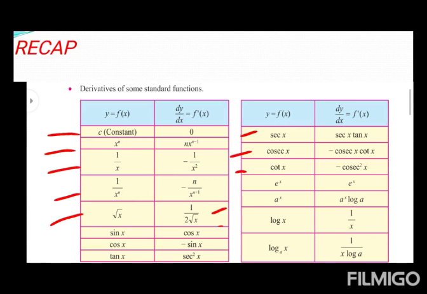Let us see the derivatives of exponential functions. The derivative of e^x is e^x. For a^x, the derivative is a^x log a. The derivative of log x is 1/x, and the derivative of log x to the base a is 1/(x log a). So these are the basic formulas which you require to study the derivative by using the chain rule.